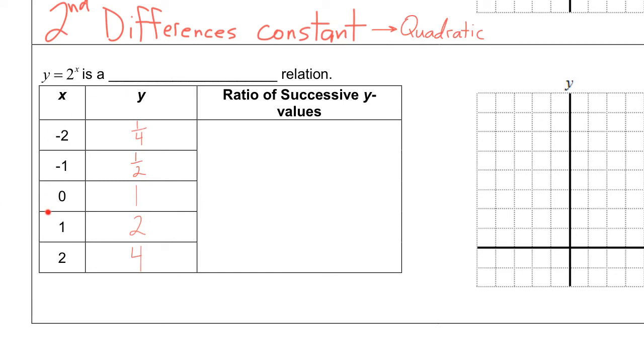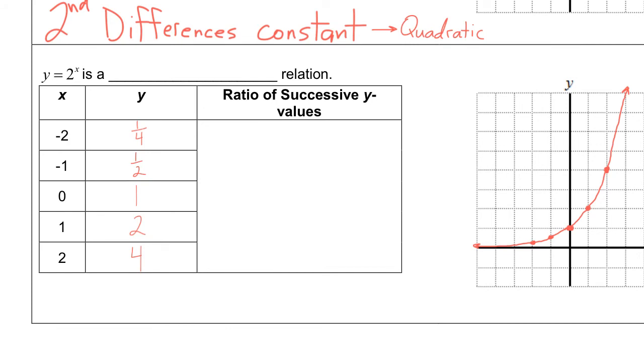So now we have this table of values, and we'll plot the points over here. And we can see, just by looking at the graph, this is not a line and this is not a parabola. So we wouldn't expect the first differences to be the same because it's not linear. The second differences aren't going to be the same because it's not quadratic.